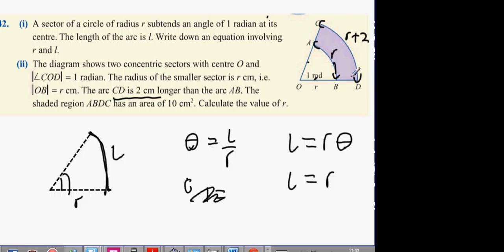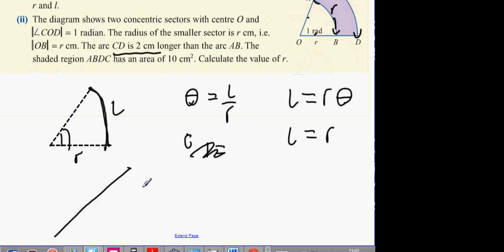Now here's the next problem. This is the smaller sector. I'm now going to draw the bigger sector. The bigger sector can be here. But once again, the angle is 1. And when the angle is 1 radian, it means that the arc length must equal the radius. So now you know the radius of the bigger one is r plus 2.